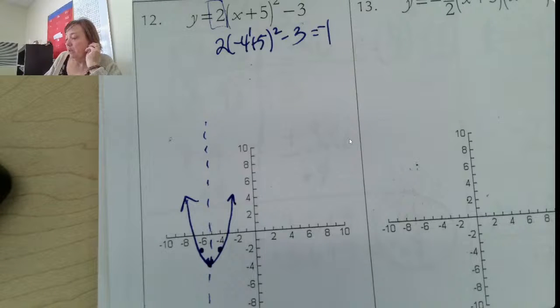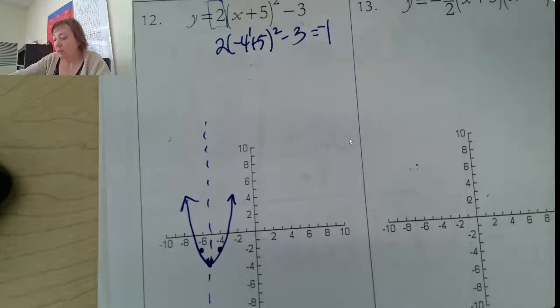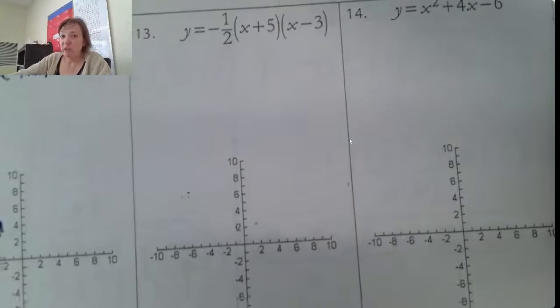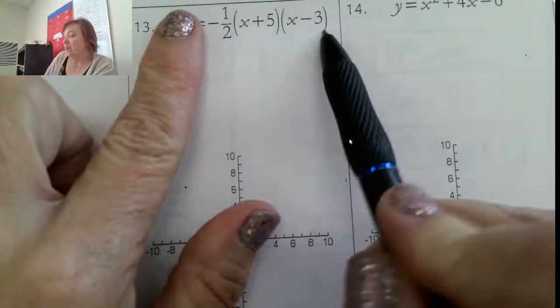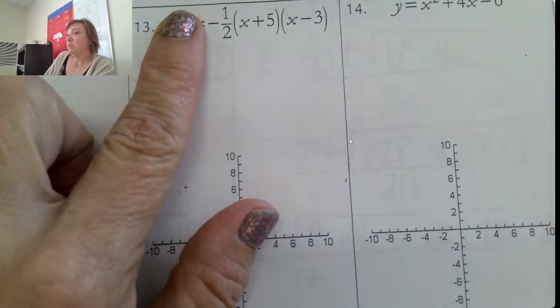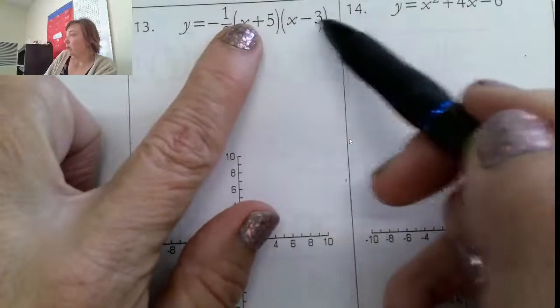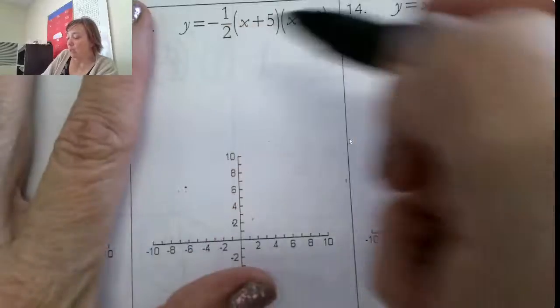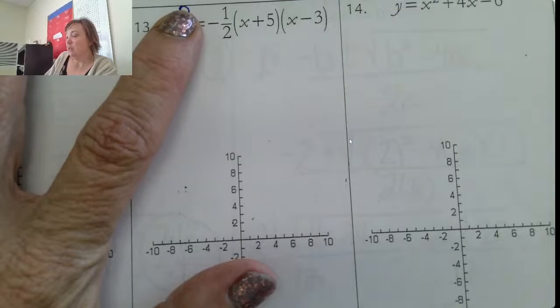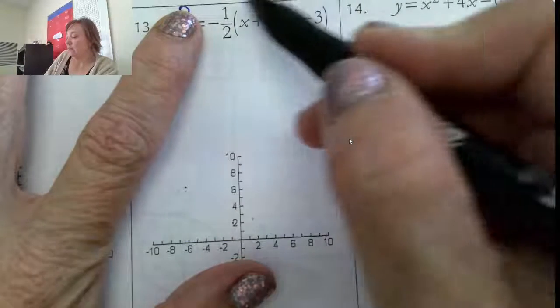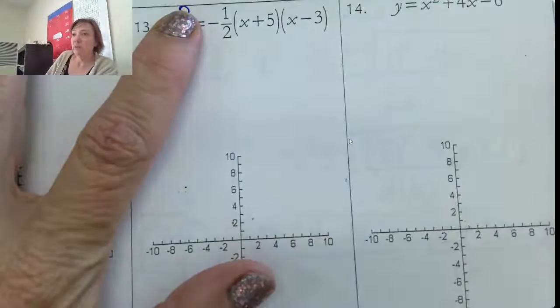Alrighty? Okay, number 13. Your best bet on number 13, well, first of all, when it's like this, they've given you your x-intercepts. You just haven't realized it yet. So remember, this is already factored out. In factored form, we know that if we put 0 in for y, that's where our x-axis is, right? So if we put 0 in here and we get this, then that means that this is not a 0. Negative 1/2 is not a 0.